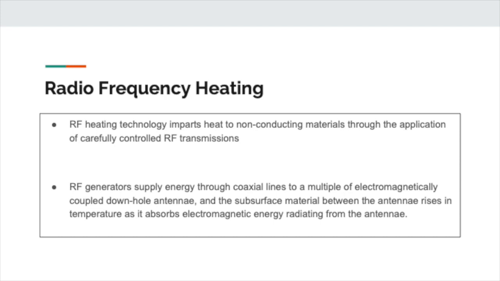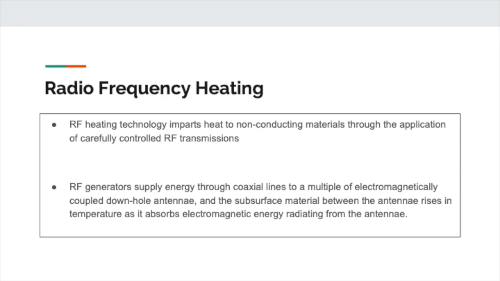RF generators supply energy through coaxial lines to multiple electromagnetically coupled downhole antennae, and the subsurface material between the antennae rises in temperature as it absorbs electromagnetic energy radiating from the antennae. The antennae can be placed in boreholes that are dry, wet, or filled with other materials depending on the application. The antennae do not require electrical contact with the formation.